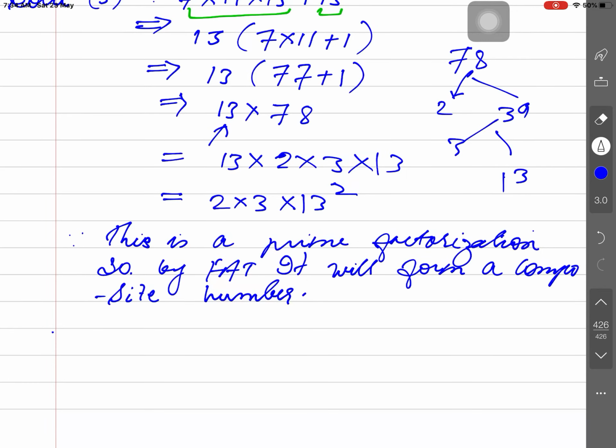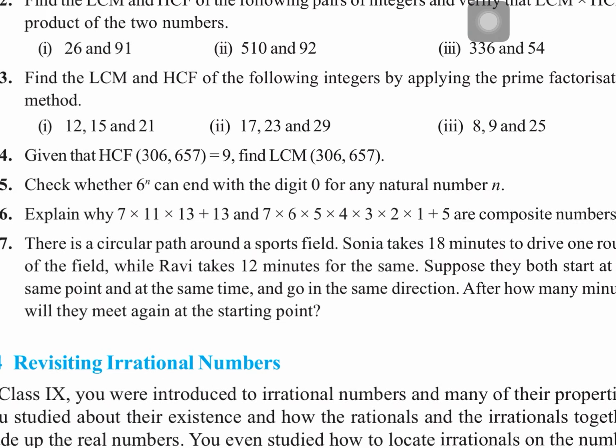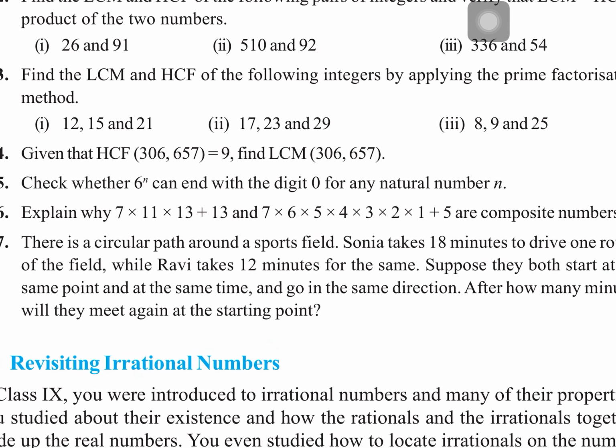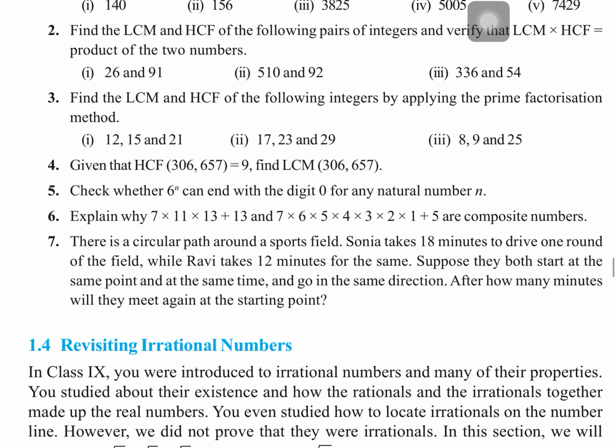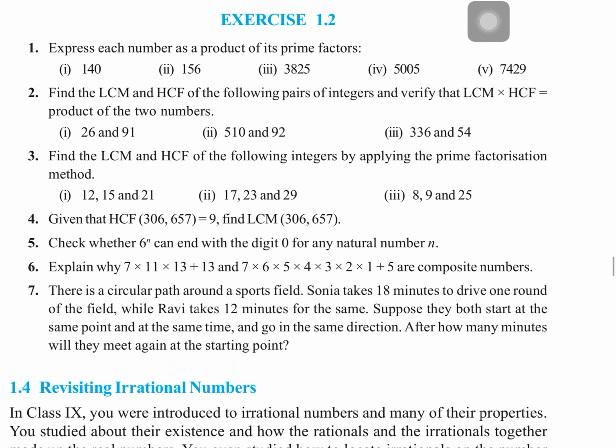The second part of the question you can solve like this: 7 into 6 into 5 into 4 into 3 into 2 into 1 plus 5 is a composite number. Can you solve this or not? I expect you to solve this, and question number 7 is also your home assignment. Do you remember this is your assignment? The first part of question 6 and question 7 are your home assignment. If you have any doubt, I will explain the question again. Is that clear, guys?